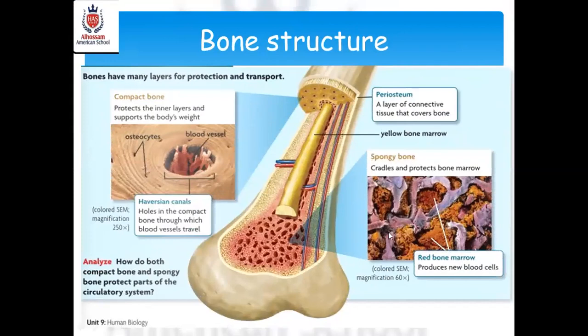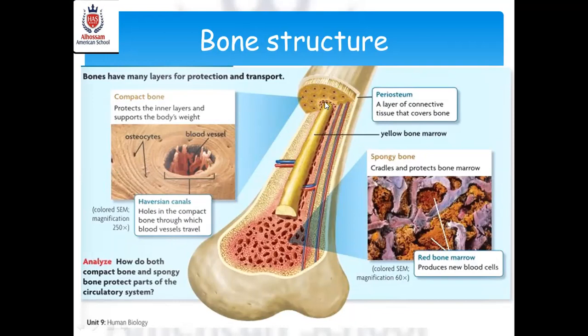So let's begin with the bone structure. This picture, you have it in your book on page 941. What is this? This is a cut section in the bone. We opened the bone from inside, and we found out that it's formed of an outer layer called periosteum, formed of connective tissue, and it covers and protects the bone. Then a layer of hard tissue called compact bone protects the inner layer. If we look closer, we'll find that it's formed of cells called osteocytes, and inside it run blood vessels in a canal called the Haversian canal, holes in the compact bone that allow blood to travel through it.